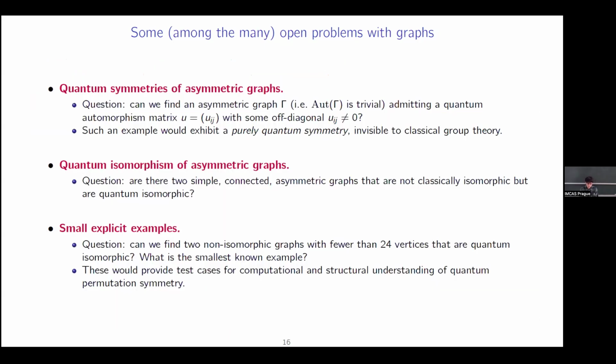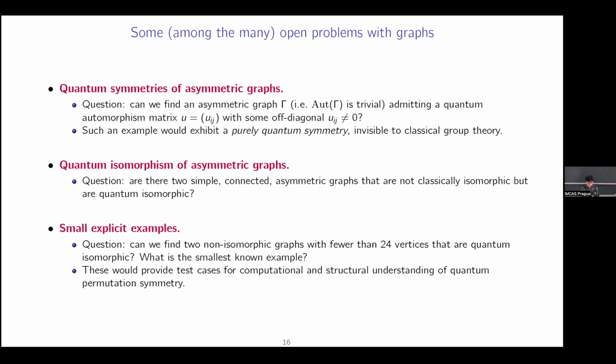Okay, some other problems that I just state here. Can we find an asymmetric graph gamma, so in particular a graph whose automorphism group is trivial, that admits a quantum automorphism matrix with some off-diagonal elements? Okay, this is interesting because such an example would be a purely quantum symmetric situation with respect to the definition that I was giving to you before.